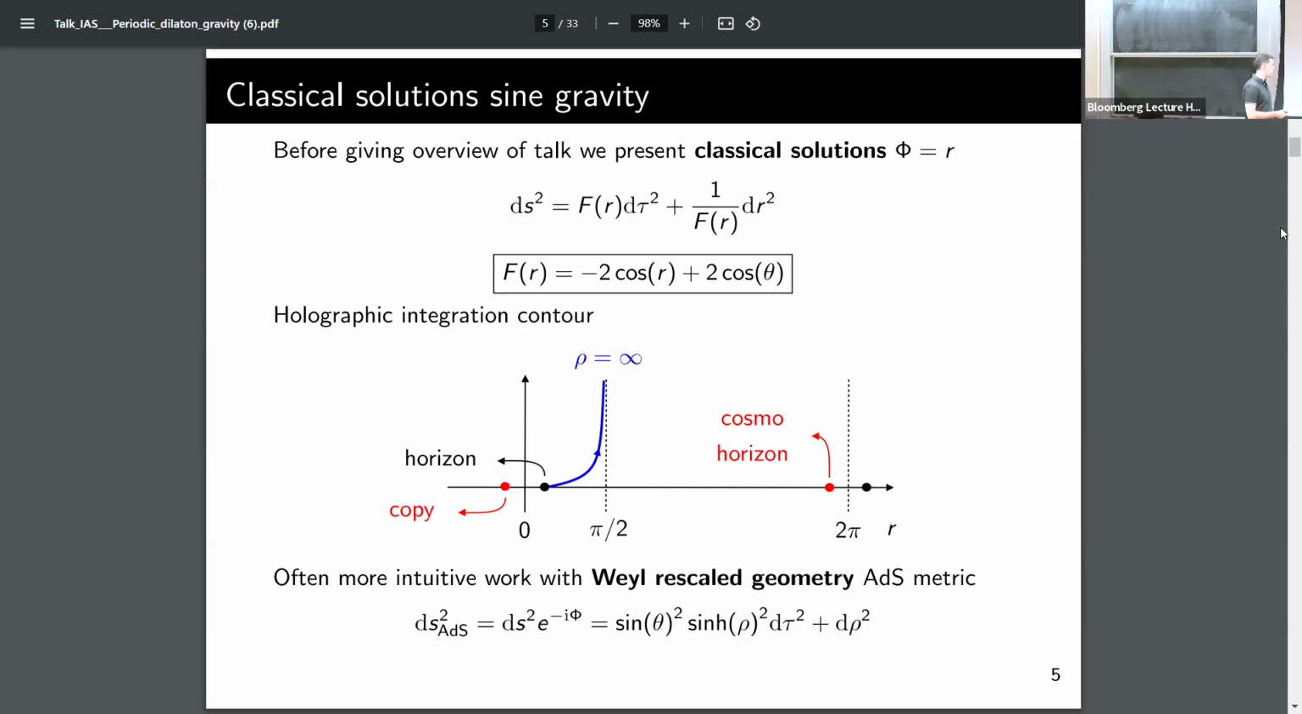Replace ds squared by ds squared e to the minus i phi, where phi is the dilaton. You find that this metric becomes simply an AdS2 metric, and this funny looking contour I drew is the ordinary real rho contour in the AdS metric. The hologram lives here. Yeah, the ordinary AdS boundary in some sense. Yeah, this is the complex R plane. So I start at real R, but then I go up. This corresponds with the real rho. So we're in Euclidean AdS? Yeah, we're in Euclidean.